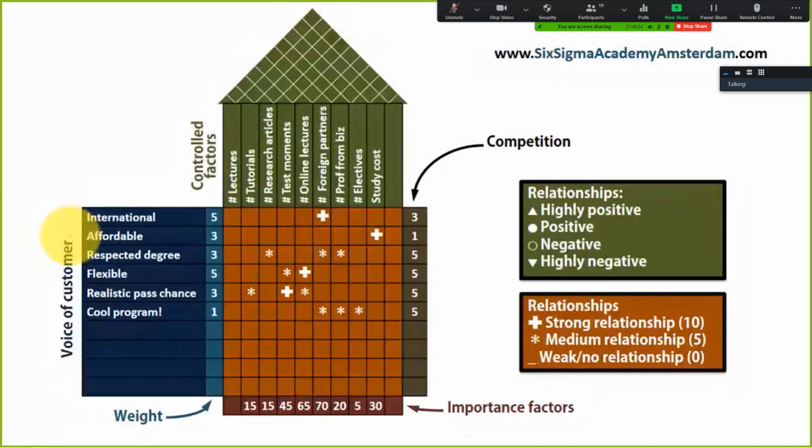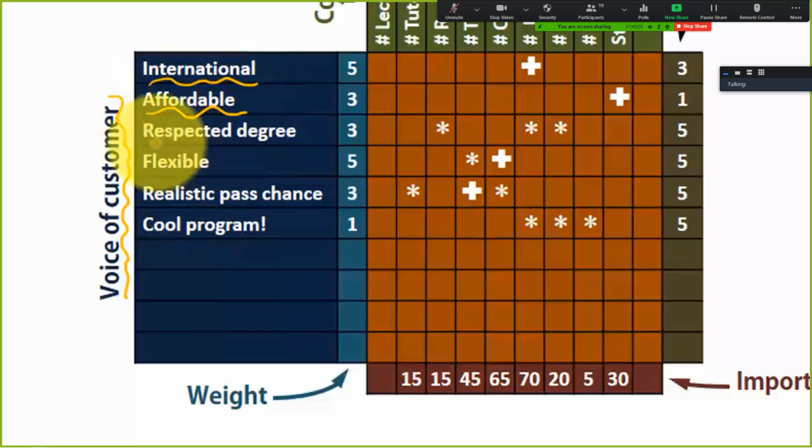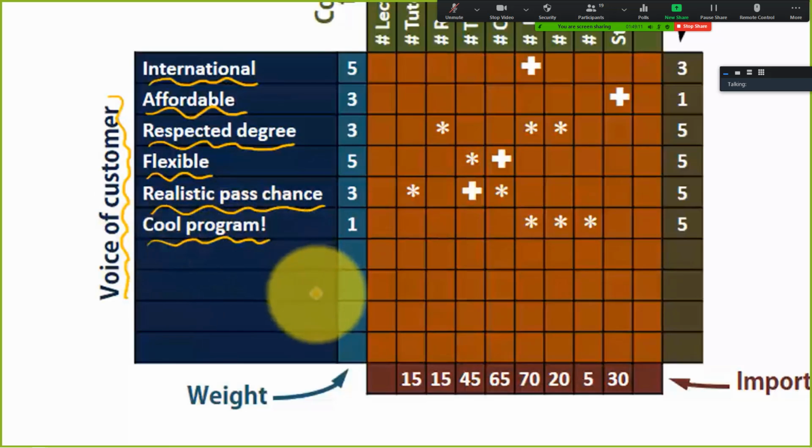Let's go back to our house of quality. On the left side, we see the so-called voice of customer. That is what the customer, the potential student, says he or she wants. The program should be international, affordable, the degree should be respectable, the program should be flexible, a realistic pass chance, and the program should be cool, all right?